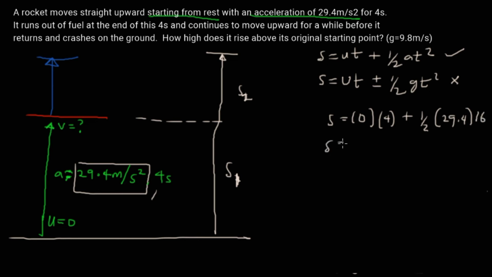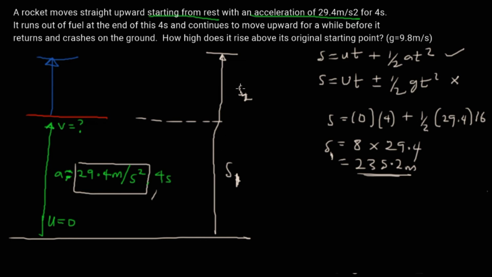So s is equal to 2, we divide 16 to be 8, that's 8 multiplied by 29.4, and that's supposed to be equal to 235.2 meters. So 235.2 meters is S1, the distance covered at the first instance.